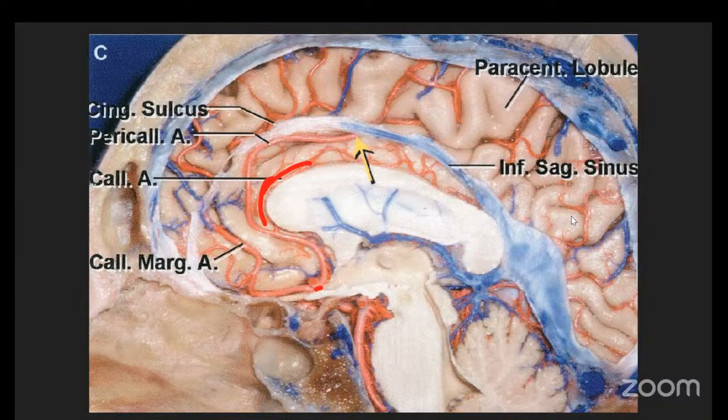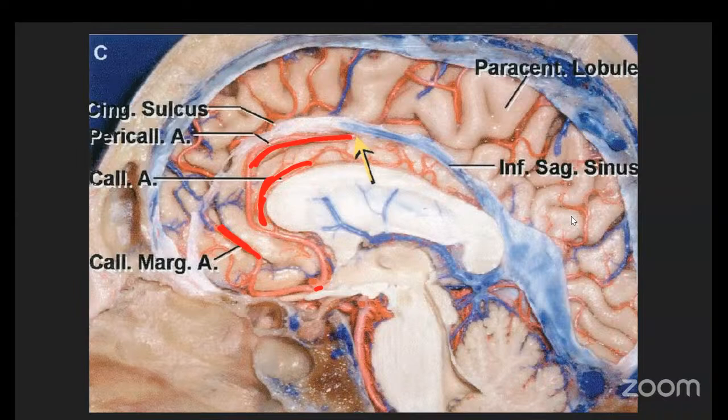The location above, this is the location of the callosomarginal artery. So I'm not sure why this is labeled like this. They have labeled the callosomarginal artery here for some reason. I'm not sure why. Usually the pericallosal artery runs right over the corpus callosum.